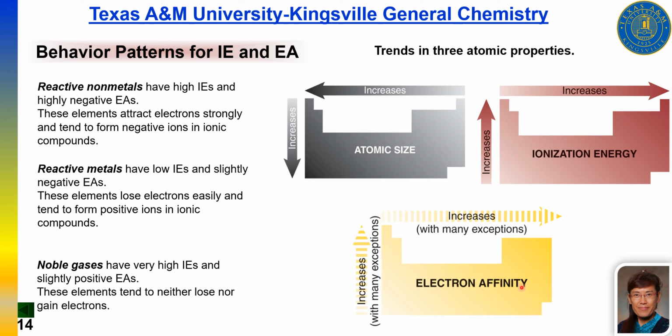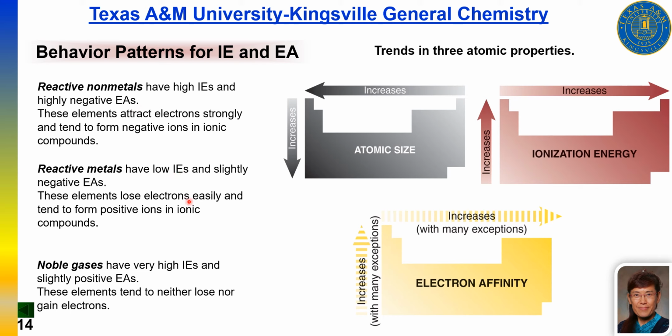Electron affinity is not as regular as the two properties, atomic size and ionization energy, but generally speaking, in the same group, electron affinity decreases from top to bottom, or from bottom to top it increases. In the same period, from left to right, it shows an increase in electron affinity, but remember, there are lots of exceptions. Your metals tend to have low ionization energy, low affinity.